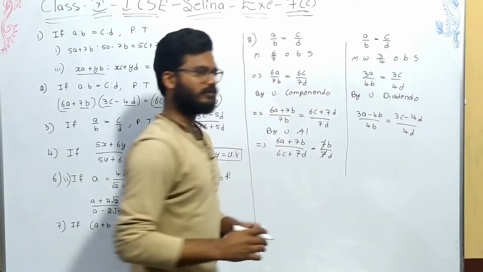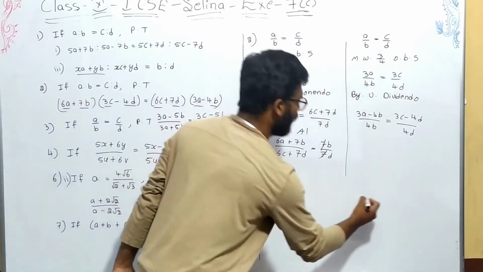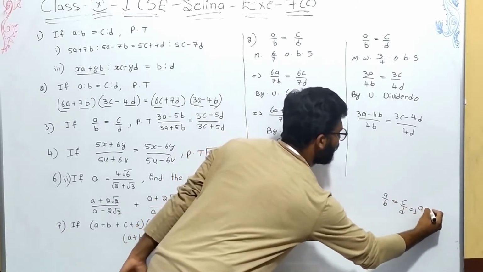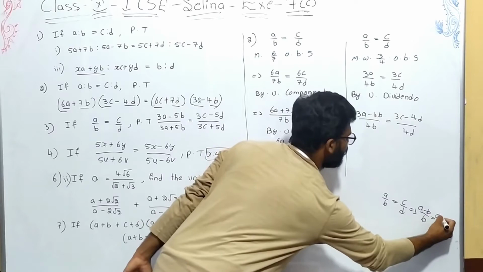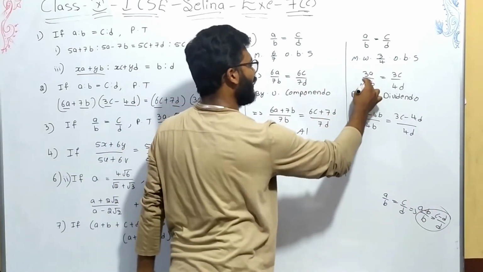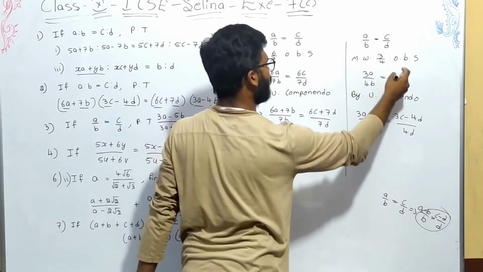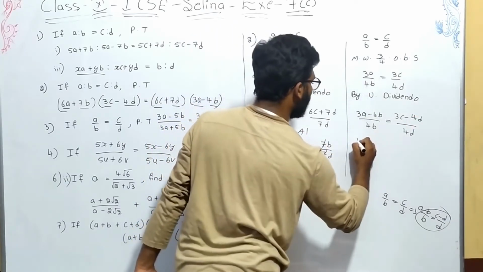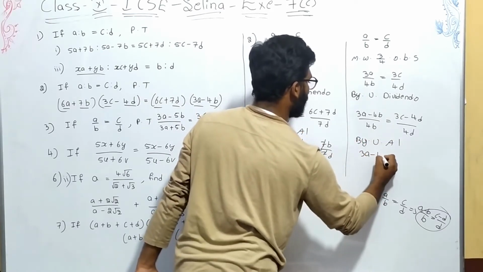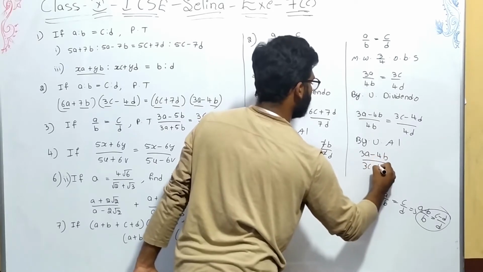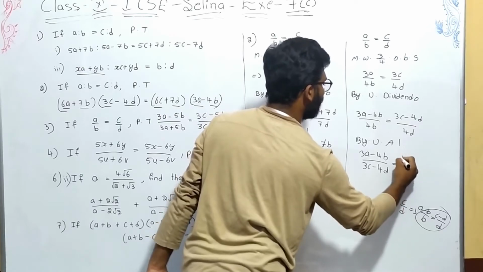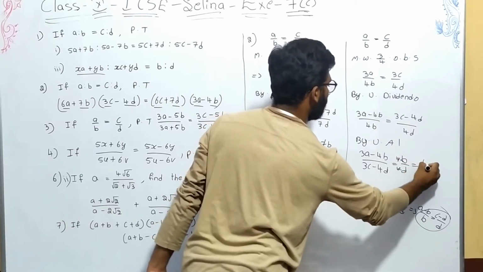Why? Because what is the dividendo property? If a by b is equal to c by d, that implies a minus b by b is equal to c minus d by d. So here, numerator minus denominator by denominator is equal to numerator minus denominator by denominator. Again by using alternendo, 3a minus 4b by 3c minus 4d is equal to 4b by 4d, and b will get cancelled, so b by d.